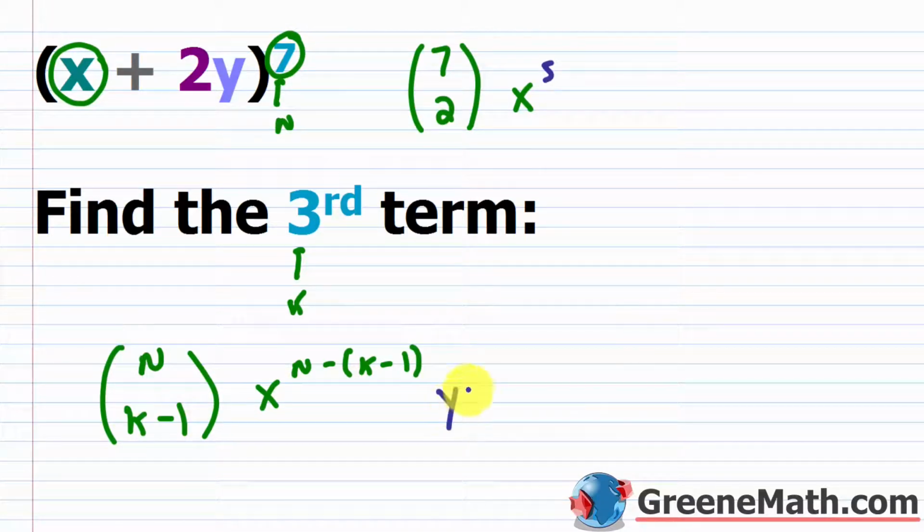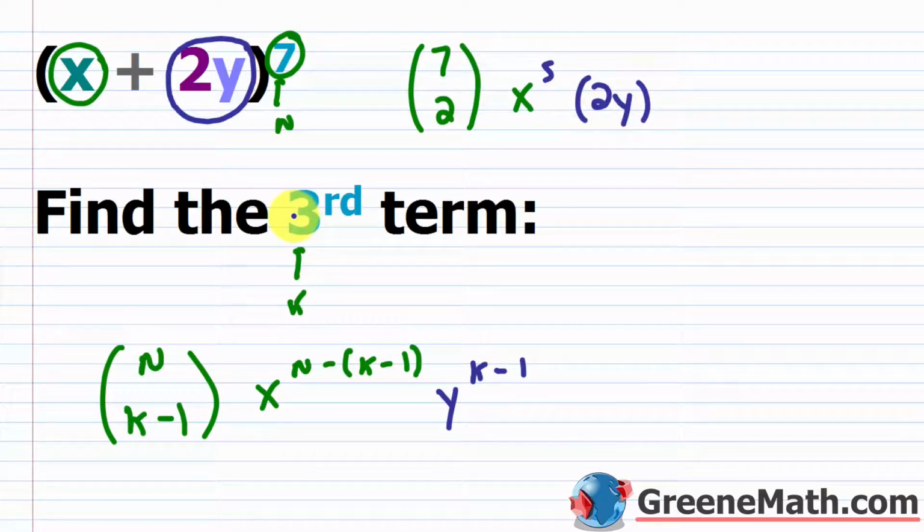Then we would have y raised to the power of k minus 1. Now in this case, for our y, what's our stand-in? We have 2y, right? So you have to take whatever's in that second position and do this to it. So I'm going to take this and say it's times 2y raised to the power of k, which is 3 minus 1. So 3 minus 1 is 2. So this would be squared. So if I square 2, I get 4.